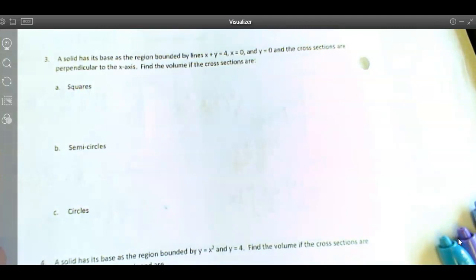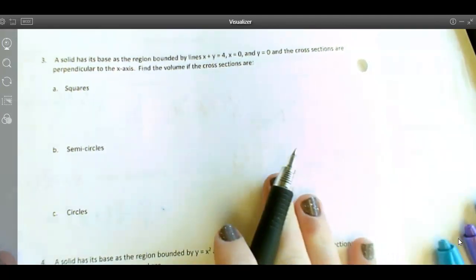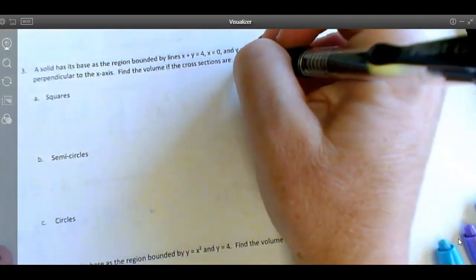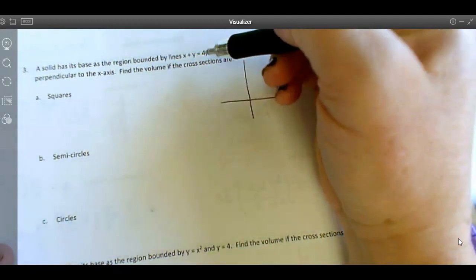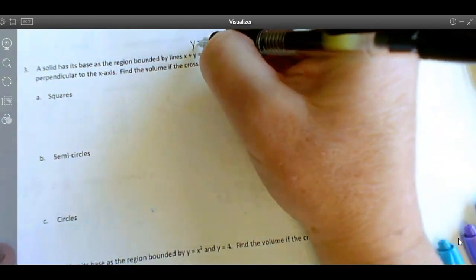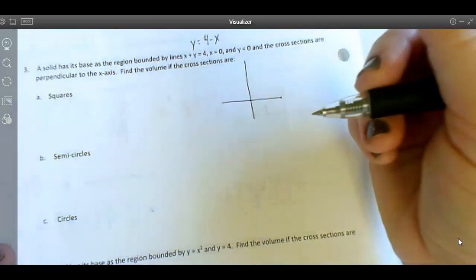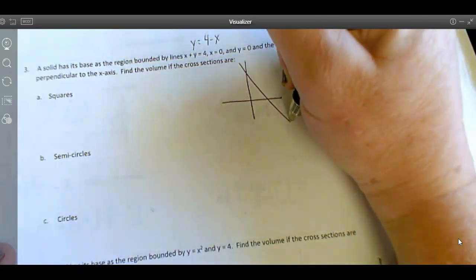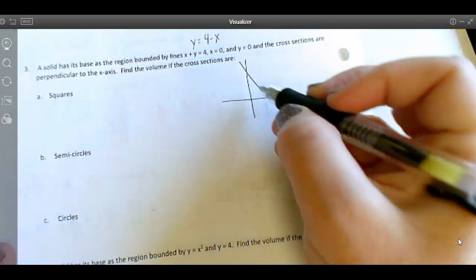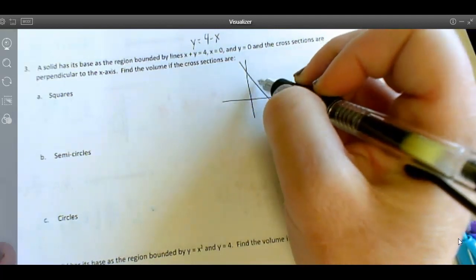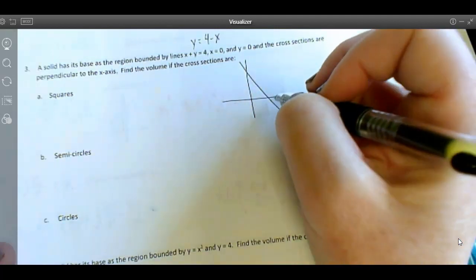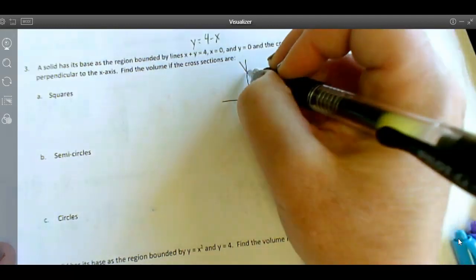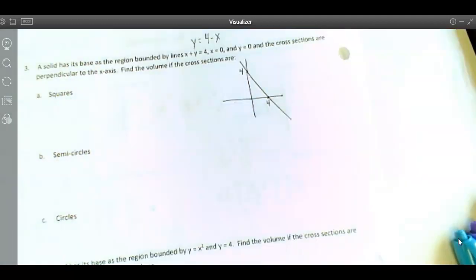Alright, so first of all on this one I want to go ahead and find the region that is the base. And so x plus y equals 4. If you want to solve that for y, it's 4 minus x. So I know it's going to look something like that. X equals 0, y equals 0. So this part right here is the part of the base that we're looking for. And these intersections are both 4.